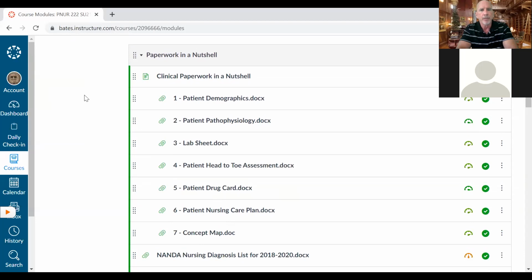Paperwork in a nutshell. I'm going to talk about the demographics sheet today, and the lab sheet. Next week, Bill will talk about the pathophys. The following week, Eileen will talk about head to toe assessments. And the week after that, Eileen will again talk about care plan and concept map. We're not going to talk about the drug card because it's the same drug card you were using in pharmacology. So you should all be intimately familiar with that by now.